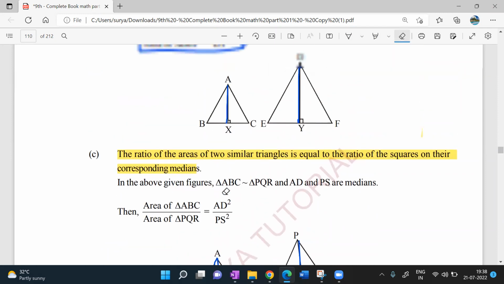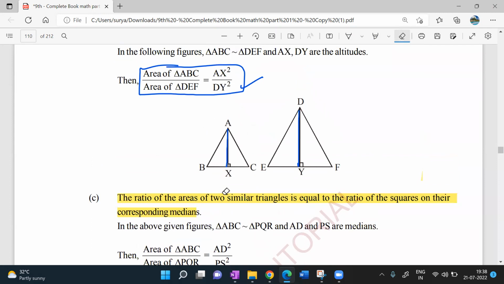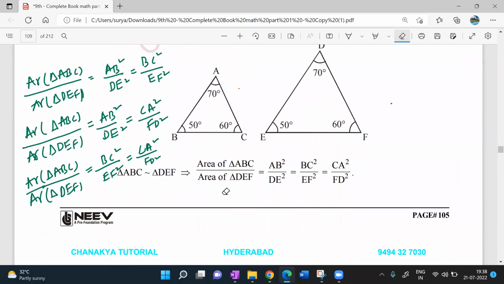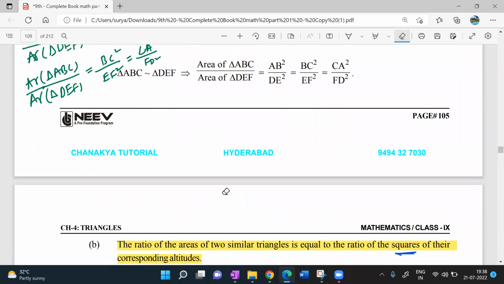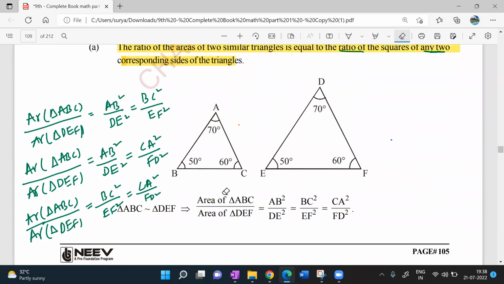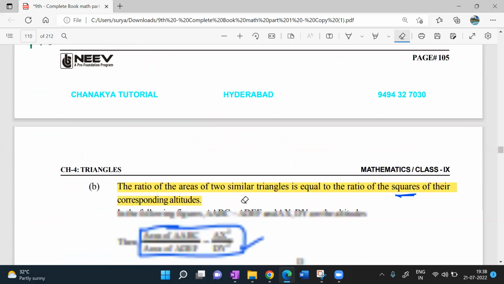So what have we learned so far? The ratio of areas of two similar triangles is equal to the ratio of squares of any two corresponding sides. You can say any two sides, or one is also fine. You can say this is equal to this, or this is equal to this, or all three, because anyway they are equal.